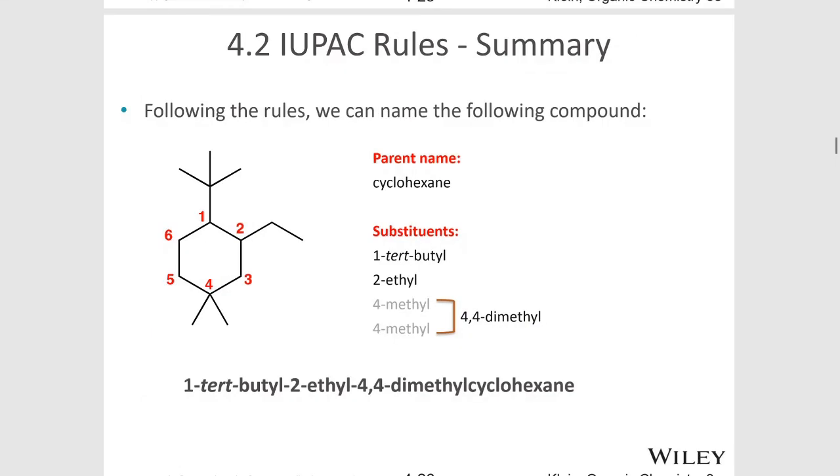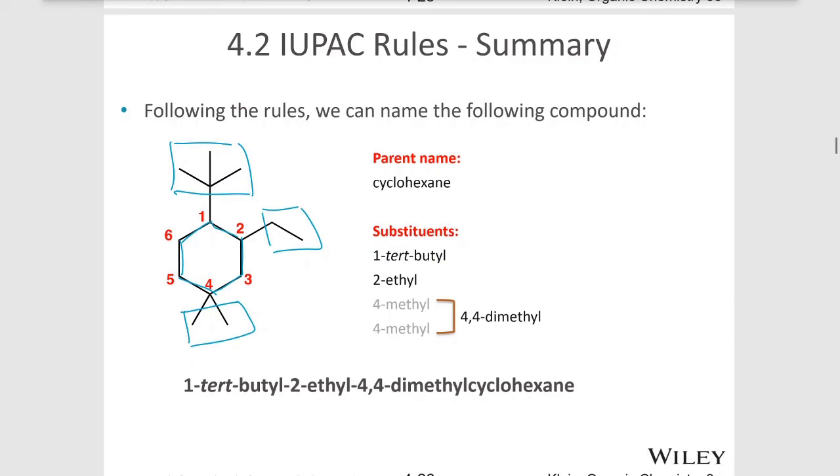Let's go ahead and work an example and try naming this molecule. According to our rules, we're going to find the longest continuous carbon chain. In this case, the longest carbon chain is the 6-membered ring, right along this blue path. And then we have 3 substituents, and I'm going to box those in. 1, 2, we have 4 substituents. We have 2 methyl groups on that carbon, numbered 4 here.